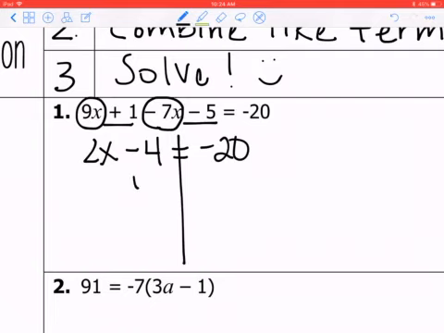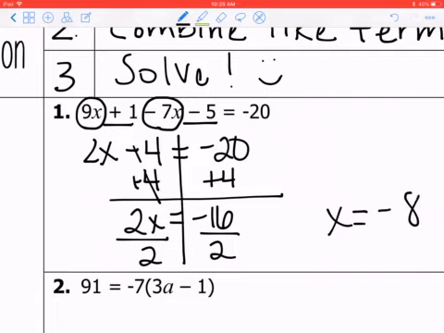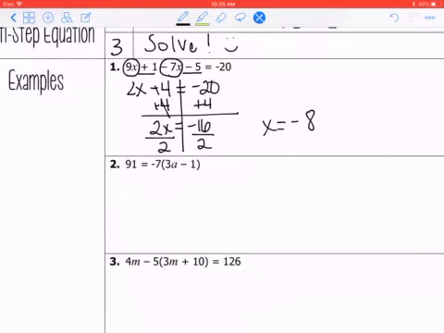So first you would add 4. 4's cancel, and you're left with 2x equals negative 16. Undo the multiplication by dividing. And so x equals negative 8. So hopefully this is a review for you.